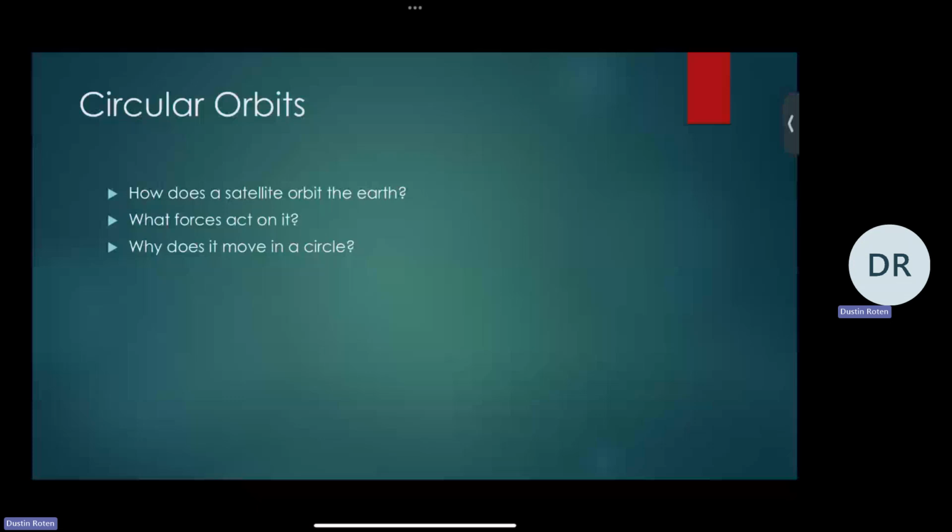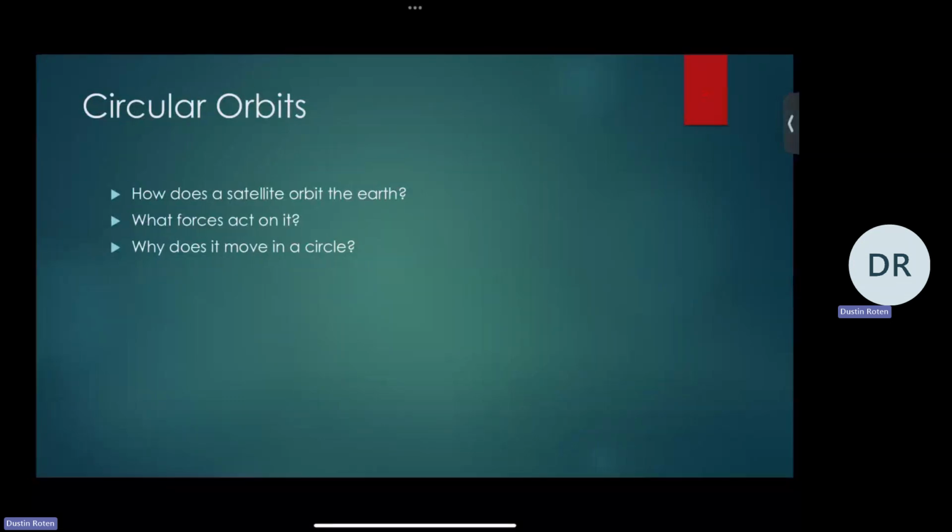So with circular orbits, we got some questions that we should address here. One question is, how does a satellite orbit the Earth? What keeps it up there? What forces are acting on it when it's doing this? Because normally we talk about gravity pointing inward, but we don't see a satellite fall back to Earth.